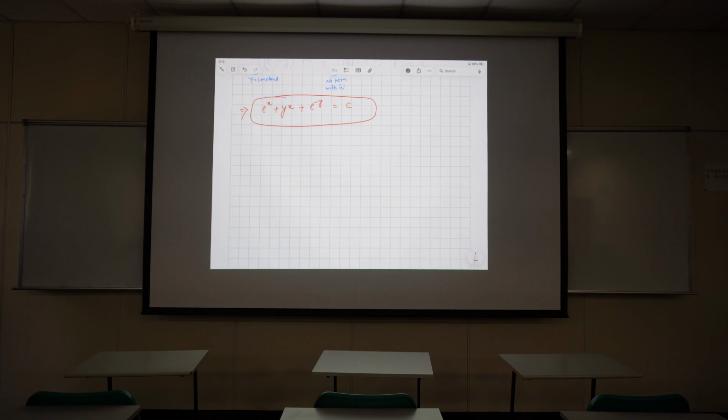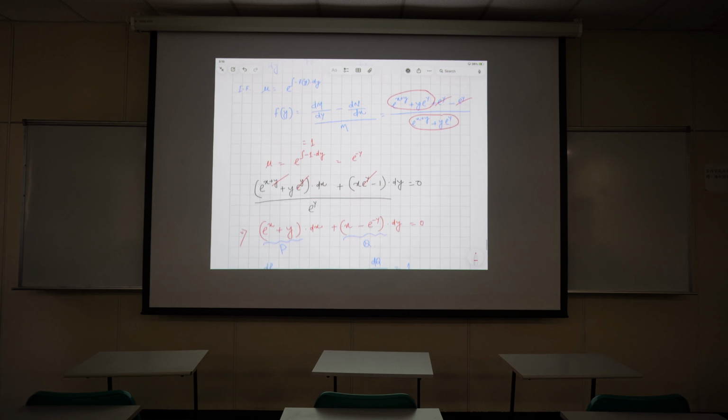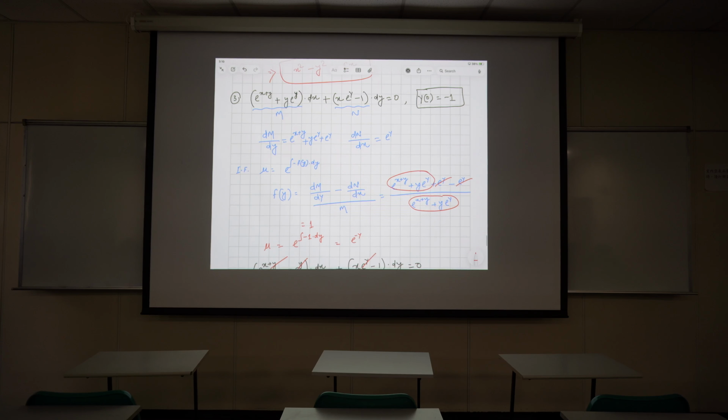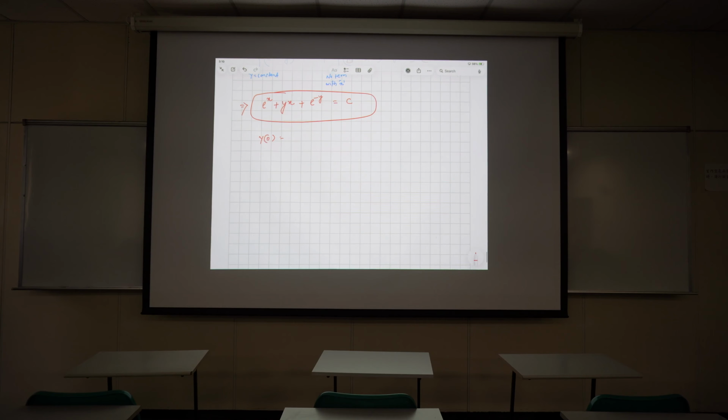Now, when y(0) is equal to, what was the condition? Minus 1 or 1? Minus 1. Initial value condition: y(0) is equal to minus 1. That implies when x is equal to 0, y is equal to minus 1. You just need to put these values to find out the value of c. Okay, so you can solve it now.